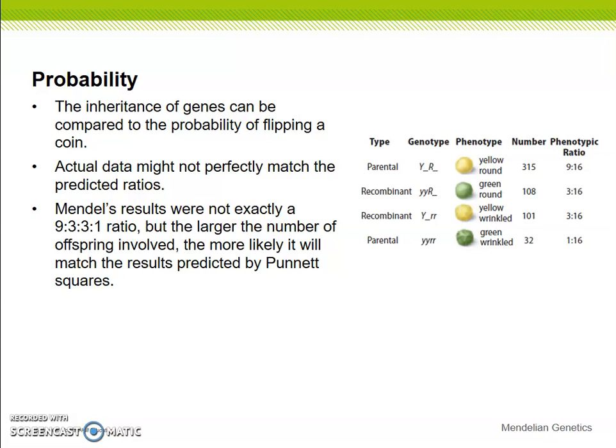Each time I flip a coin, there's a 50-50 shot that it's either going to be heads or tails. If I flip a coin 50 times, probability says that I should get 25 heads and 25 tails, but that's not always the case. Sometimes I get 60 heads and 40 tails. But if I flip the coin enough times, I should get a 50-50 ratio.